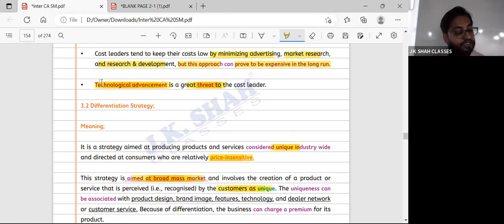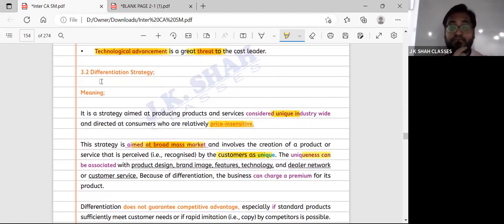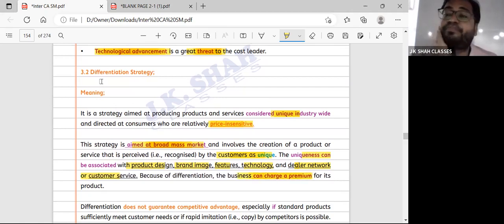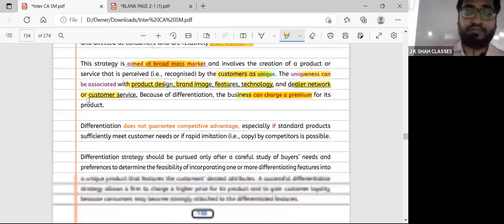Unique product. The uniqueness can be associated with the design, image, features, technology, dealer network, customer service. And because of differentiation, we can charge a premium.